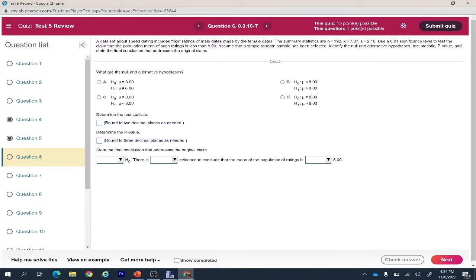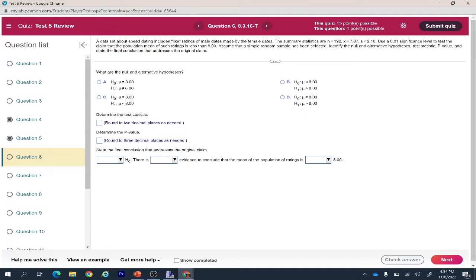Problem 6. A data set about speed dating includes ratings of males made by the females. The summary statistics are: the sample size is 192, the sample mean is 7.87, and the sample standard deviation is 2.16. Use a 0.01 significance level to test the claim that the population mean of such ratings is less than 8. Assume that a simple random sample has been selected. Identify the null and alternative hypotheses, test statistic, p-value, and then state the final conclusion.